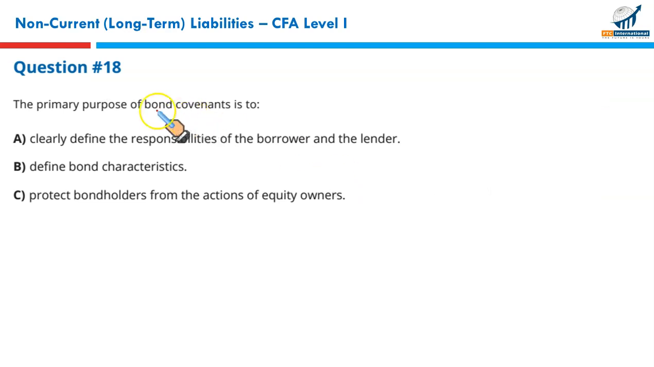The primary purpose of bond covenants. Bond covenants are the restrictive clauses in the bond that protect the interest of the bondholders. So what is the primary purpose? Why do we do that? Clearly define the responsibility of the borrower and the lender. What is the responsibility of the borrower, the company, and the lender that is provided?